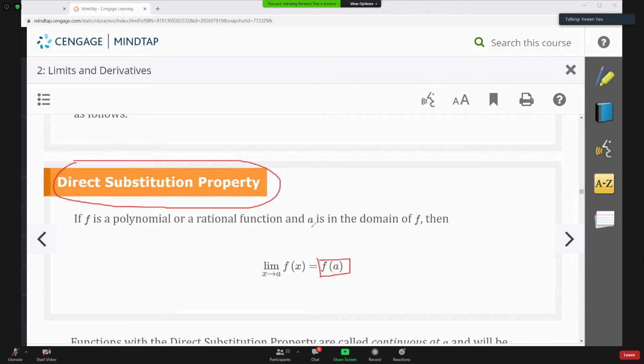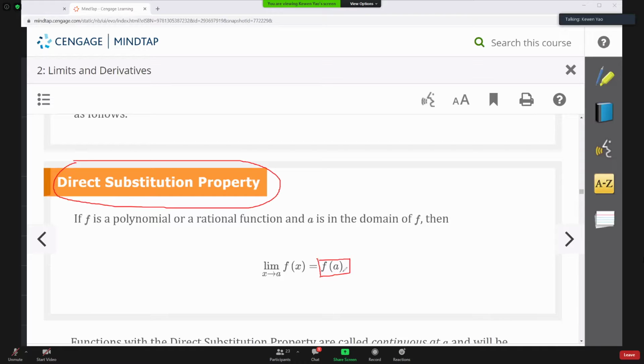If f is a polynomial or rational function, and a is in the domain of f, then how can we evaluate the limit of f(x) as x approaches a? All you have to do is evaluate f at a, to get the answer right away. That's called the direct substitution property. It's very easy to remember: the limit of f(x) as x approaches a is just equal to f(a).